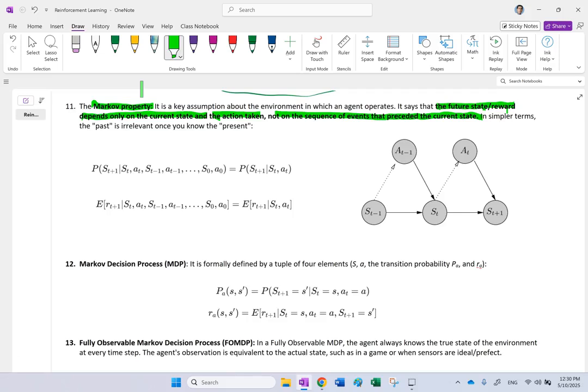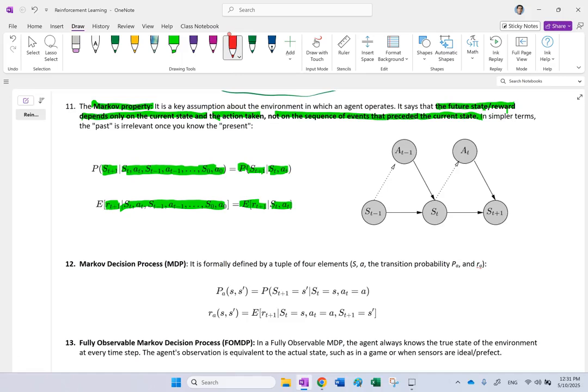In other words, in terms of mathematics, it says that the probability of ending in state t plus 1, given all of the previous states and actions from time 0 to time t, is the same as just looking at time t and forgetting about all previous ones. The same for rewards. The expected value of the reward at the next time point, given all of the previous history, is the same as just the current point. The previous ones do not matter. Okay, so that is called the Markov property.